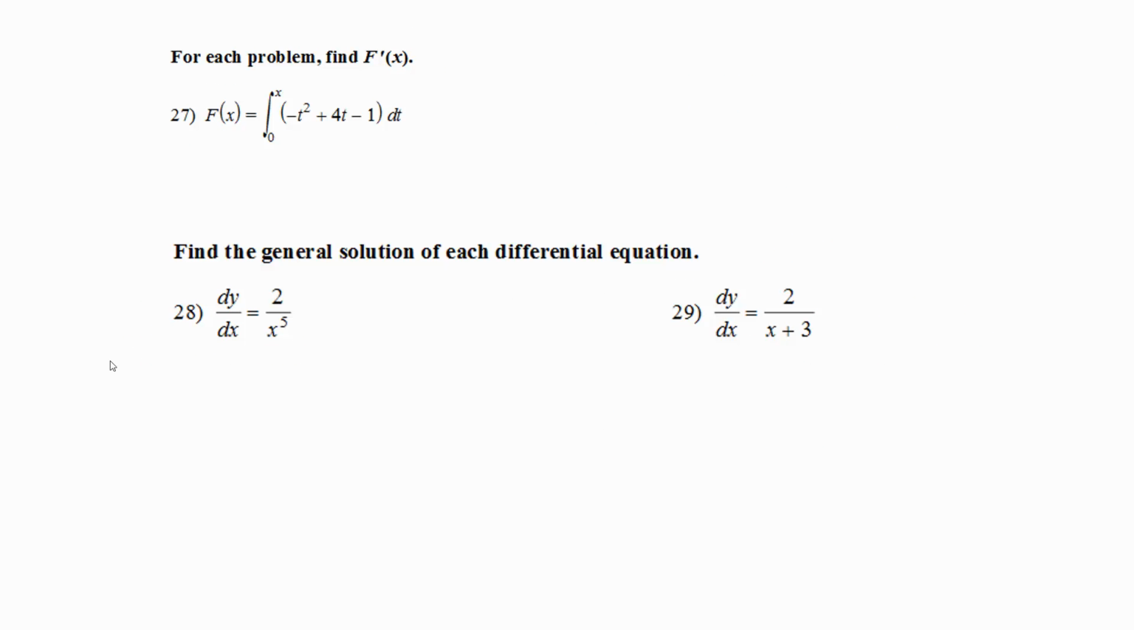27 wants us to find the derivative of this integral. Well, fortunately for us, taking the derivative of an integral cancels it out. All we've got to do is take this letter and switch it for our t's. So this is negative x squared plus 4x minus 1. Nothing else changes. All of the signs stay the same. All the numbers stay the same.